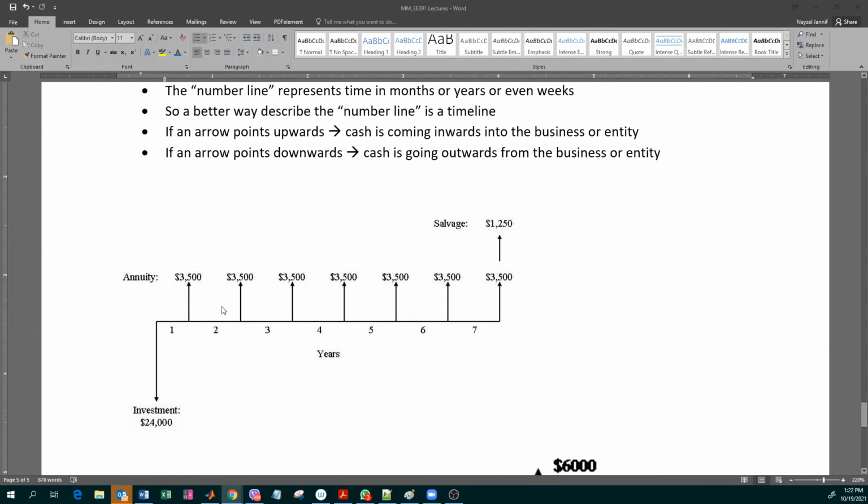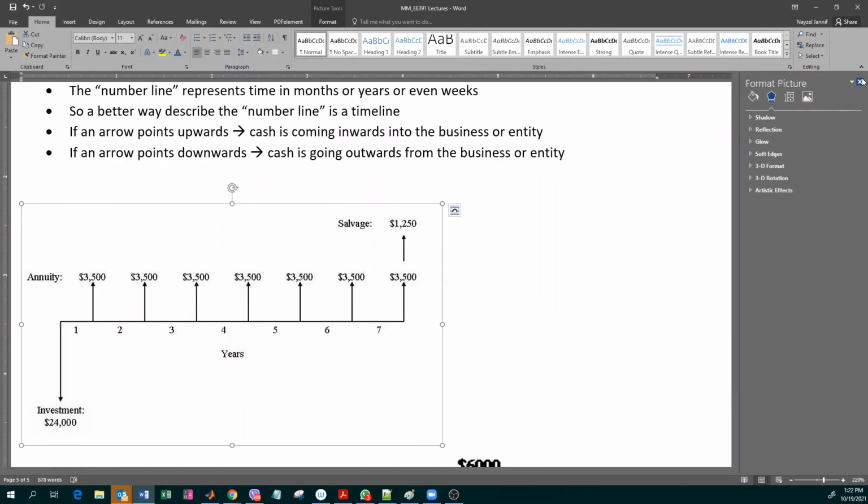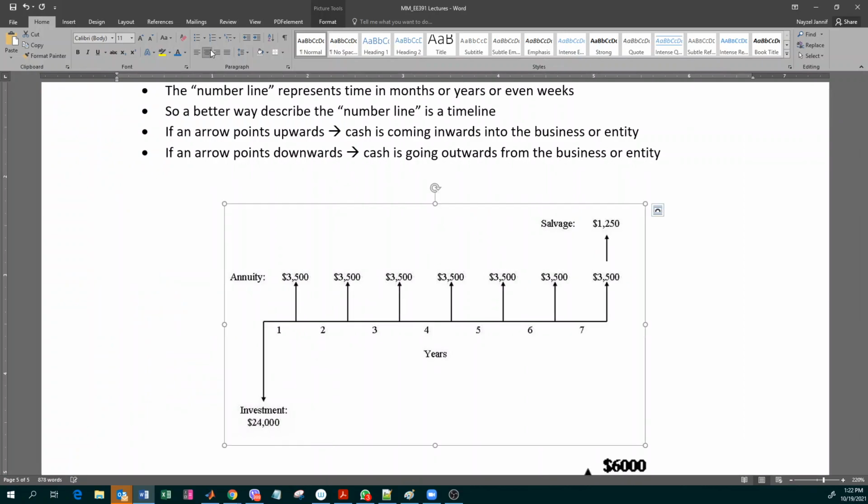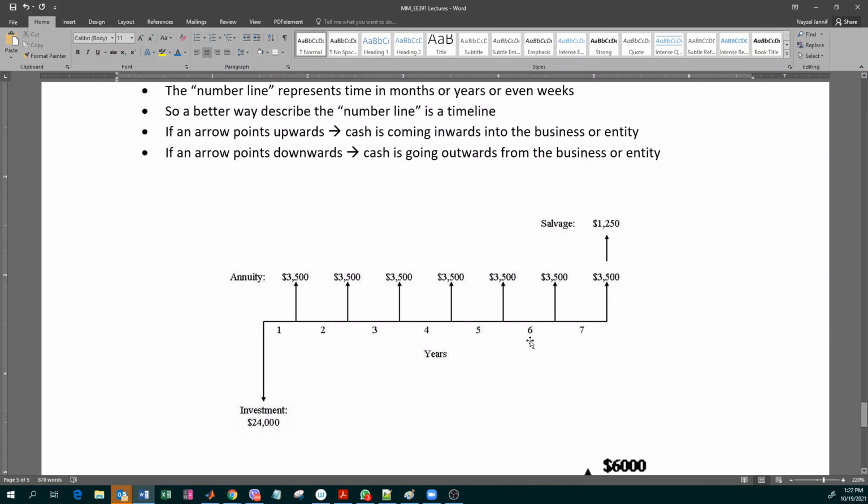So what can you tell me about this particular timeline from just reading it? This cash flow diagram number 1. What can you tell me, guys? What are you able to tell me about this particular cash flow diagram? Anyone? Let's have a discussion about this particular cash flow diagram.